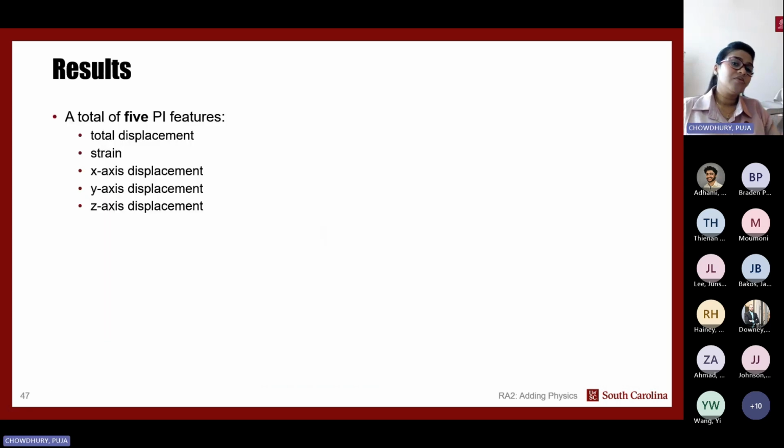Now let's look at the results. We built a model. It makes no sense if we don't have results and see better performance in the model. We use the same type of features here, but with different data, like the total displacement, strain, and X, Y, and Z axis displacement.